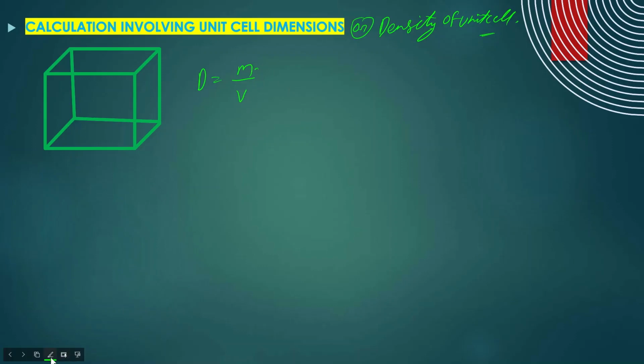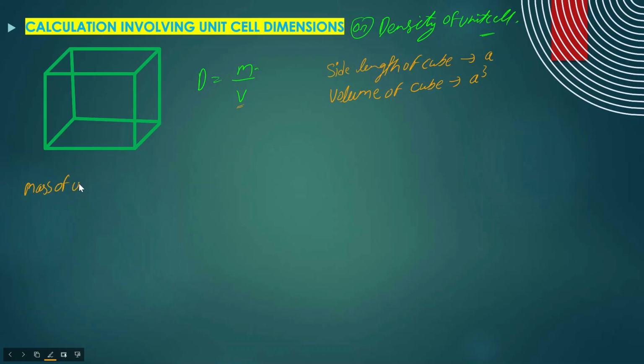Okay, suppose side length of cube is A. So volume of cube is A cube. Okay, now we find the volume. Now it's time to find the mass of unit cell.